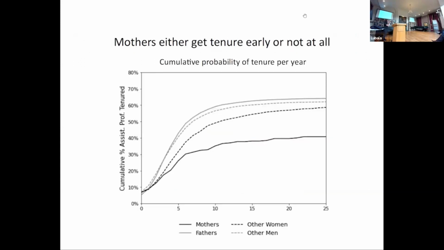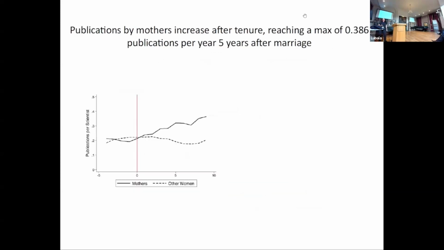I can also show you here, because we know when mothers get tenure relative to the year when they become assistant professors, mothers either get tenure early or not at all. So you either are super productive early on, but if you're not super productive early on, you're not going to get tenure, or much less likely to get tenure.